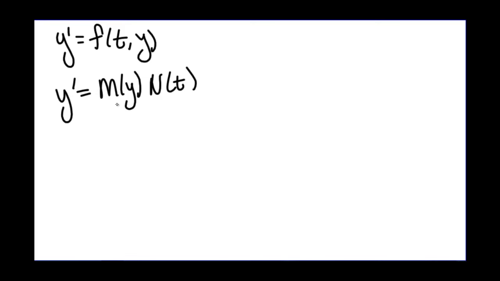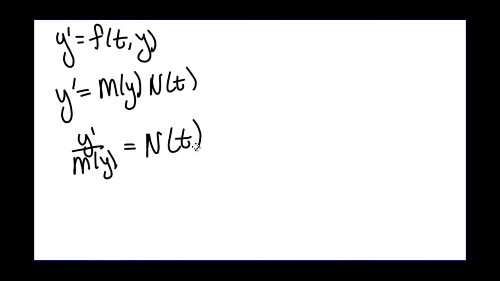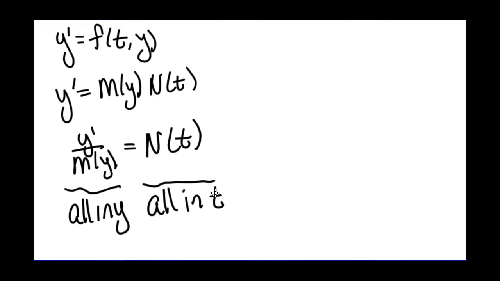And so we can divide both sides by m of y to get y prime over m of y equals n of t. So this side is all in y, and the other side is all in t. So we have separated our differential equation.